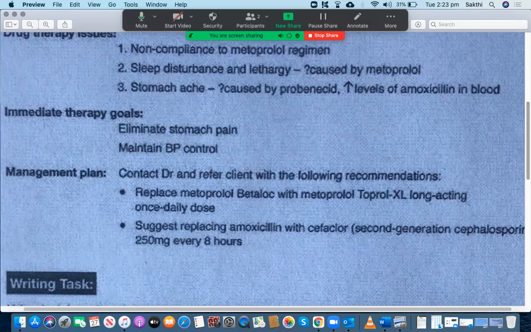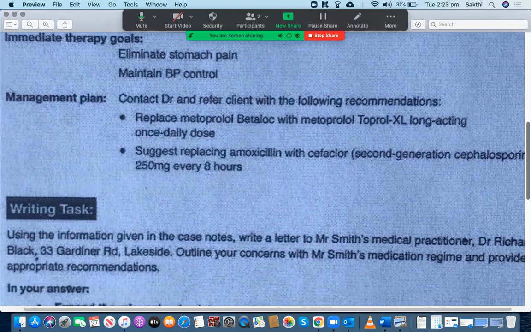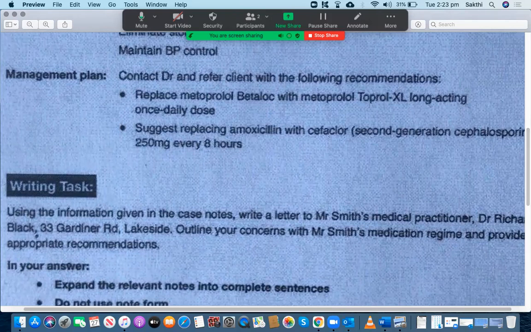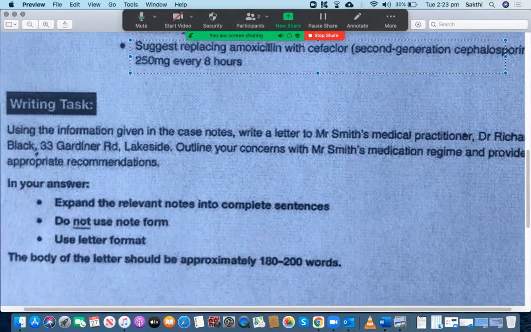Right, that's all right. Immediate therapy goals, that's okay. Management plan: contact the doctor and refer the client with the following recommendations. Okay, replace this one with the other one. That's good. Long acting once daily dose. Yes, that's okay. So just replacing amoxicillin with cefaclor. Okay, that's all right.